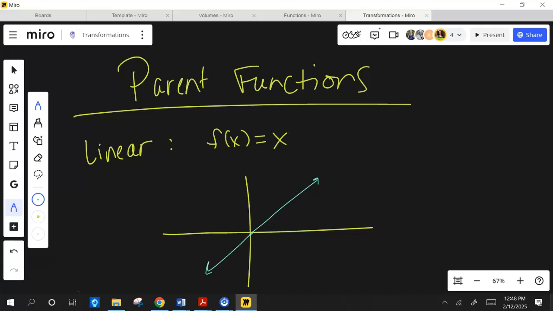While I am here, what is the domain of this function? Negative infinity, infinity. What is the range? Negative infinity to infinity. Look at y'all, so smart. You're welcome.